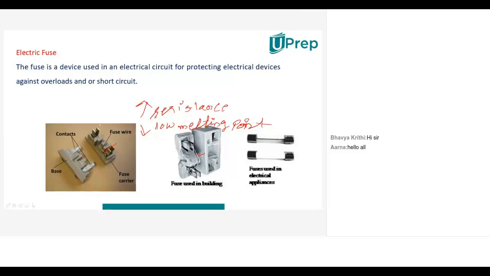And apart from that, this particular fuse wire must be very thin. If it is very thick, what happens? It will not melt that easily. But if you take a thin wire, then what happens? It will melt easily and the circuit will break. So thereby your devices will be protected.